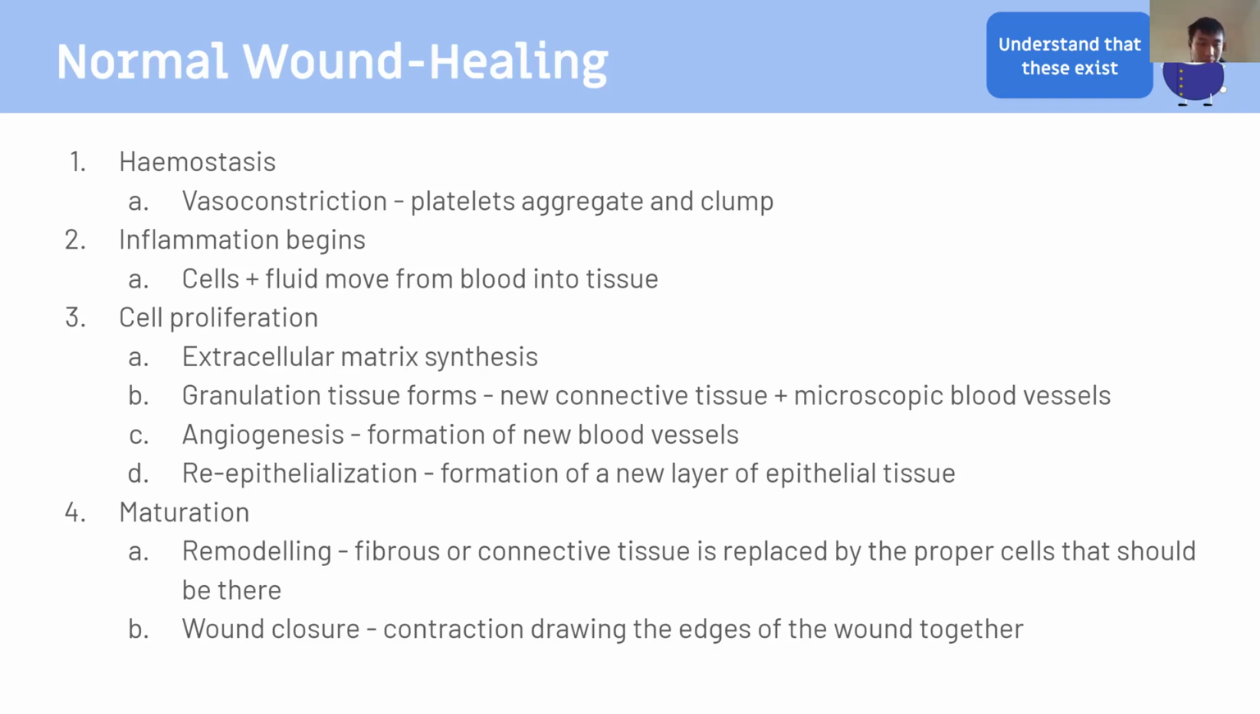So that's your skin. And then you get maturation. There'll be some remodeling. Some of the extracellular matrix that was made while you were healing will be replaced by the normal cells that should be there, because when you're healing, sometimes you'll get fibrous or connective tissue that's kind of like scaffolding. It's just there in the meanwhile, while everything else heals up.